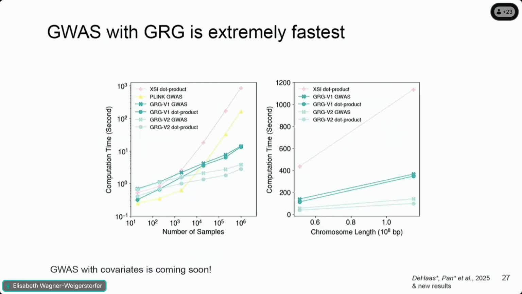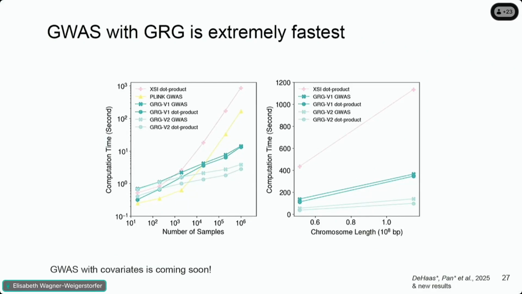So again, on the left-hand side is the simulation result, and the right-hand side is the application to the UK Biobank based on 2 chromosomes. We can see that this yellow line is the result from using Plink with the Plink format, and this light blue line is the GRG result. So we are orders of magnitude faster than the Plink software in doing genome-wide association.